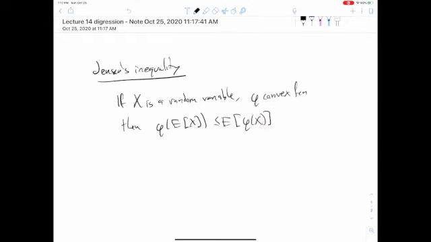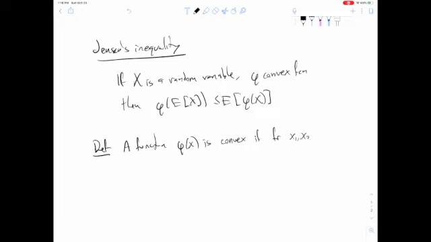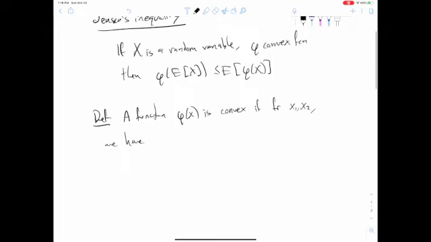Okay, so before we explain why this is true, let's just remember the definition of what a convex function is. A convex function is also known as a concave up function, as we see in calculus. So, definition: a function phi of x is convex if for x1 and x2 we have... actually, let me draw a picture first.